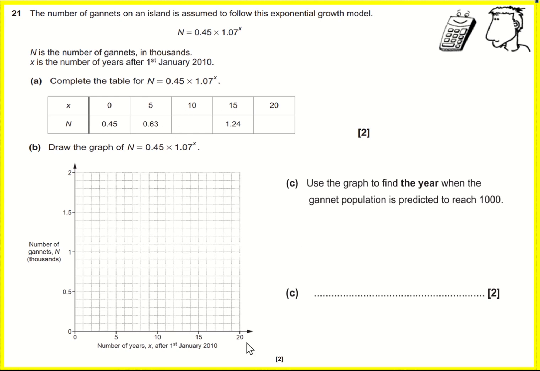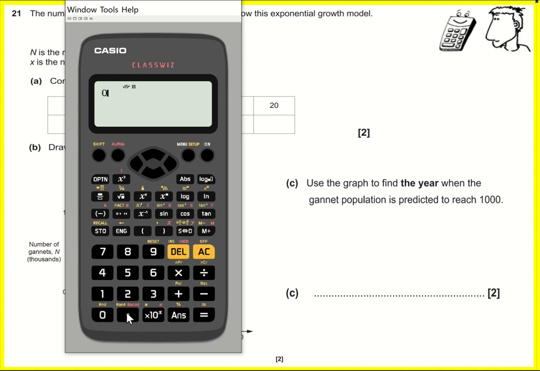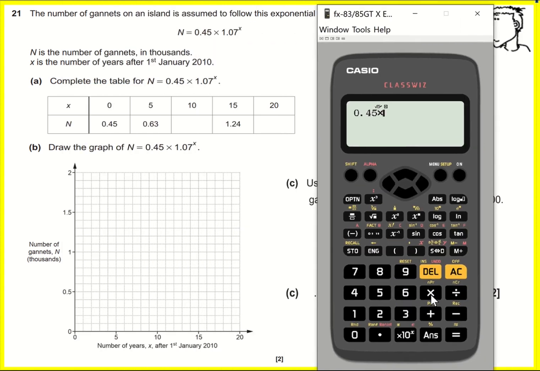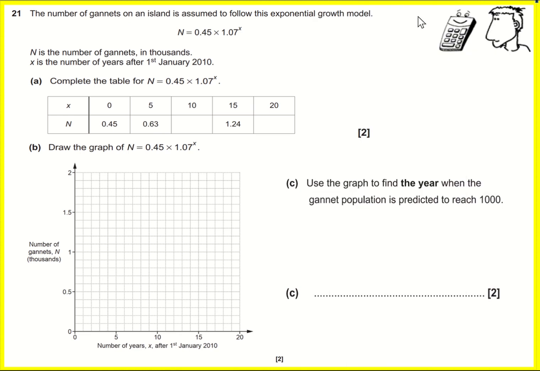You can either just substitute in your numbers. So you can do 0.45 multiplied by 1.07 to the power of 10, and then write that down. We're working to, it looks like, 2 decimal places, so 0.89 I'd write down.